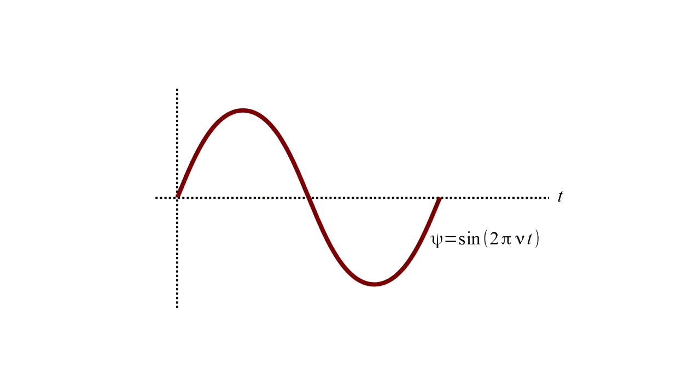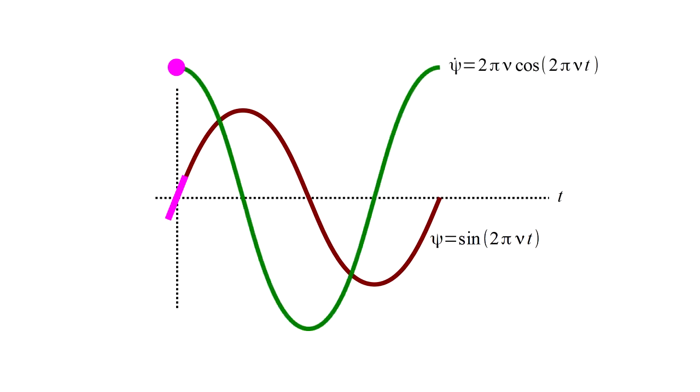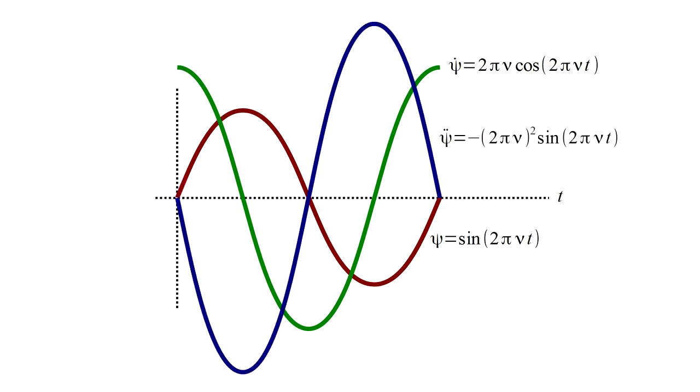Now imagine we make our sine wave oscillate faster. We write the field as sine 2 pi nu t, where nu is the frequency of oscillation. Since this compresses our curve horizontally, the slopes will increase, and our slope function will have a larger amplitude. It's 2 pi nu times the cosine of 2 pi nu t. Likewise, the curvature has an even larger amplitude. It's minus quantity 2 pi nu squared times sine of 2 pi nu t. This is minus quantity 2 pi nu squared times the field itself.